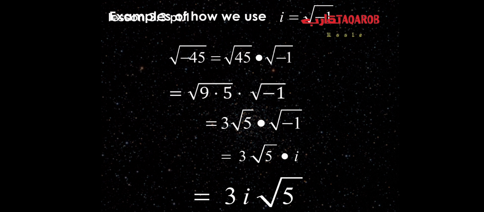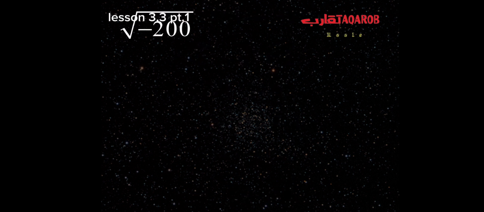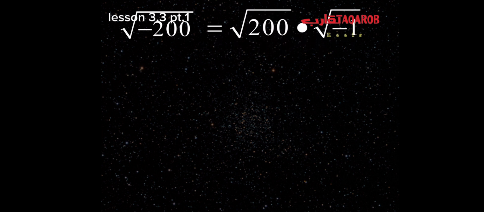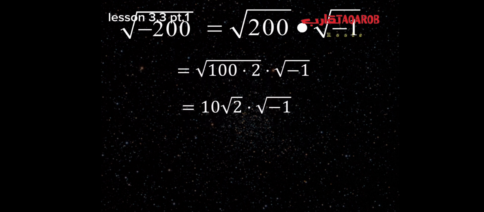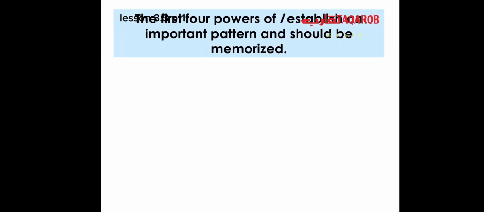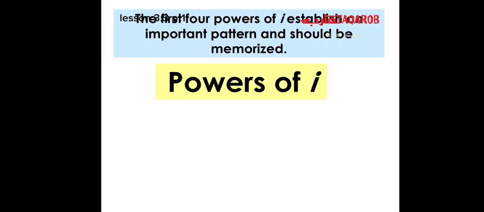Now, we used to put i at the end, but if there is a radical, we put first the number, then we put i, and finally we put the radical. For example, finding the square root of negative 200, it will be the square root of 100 times the square root of negative 1, which is equal to i, and 200 is equal to 100 times 2, so it's 10i radical 2.